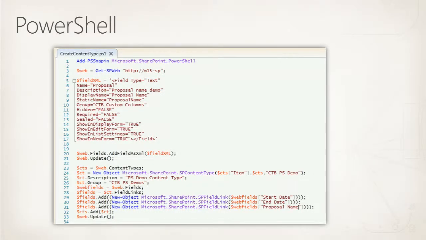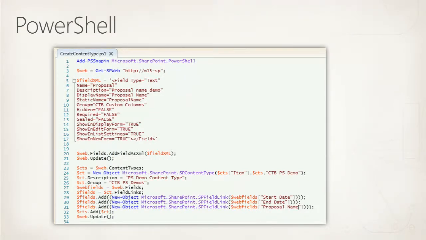I'm very original in my demos, right? So I'm just calling it my PowerShell demo content type. I'm putting it in a group with a description. And then I'm adding two existing columns, start date and end date, as well as that brand new Proposal column that I just created above. And then I'm updating that and basically committing my column and content type to SharePoint. So a very basic example.